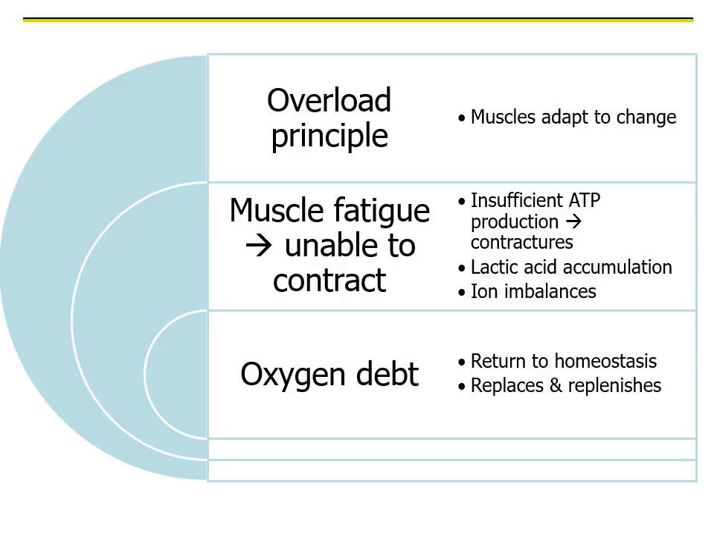If you exercise a muscle to the point of it running out of ATP, you force it into fatigue. Ion balances occur, lactic acid builds up, and the myofibrils are torn. The cell then goes into oxygen debt, where it replaces and repairs to return to homeostasis. This fatigue debt cycle is called the overload principle.